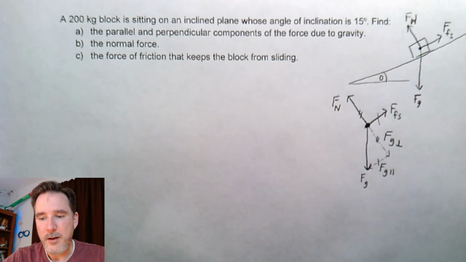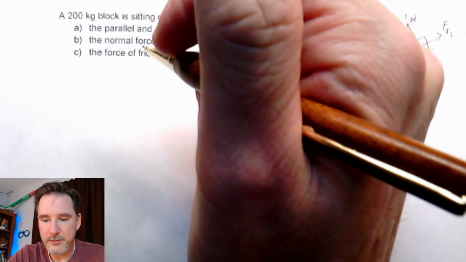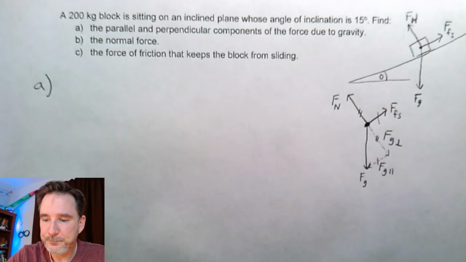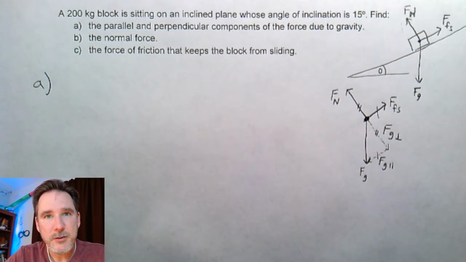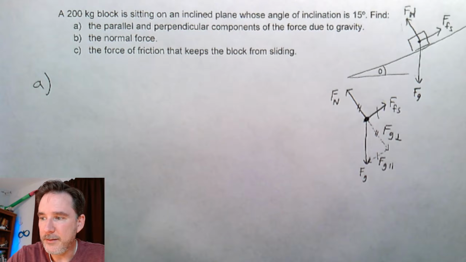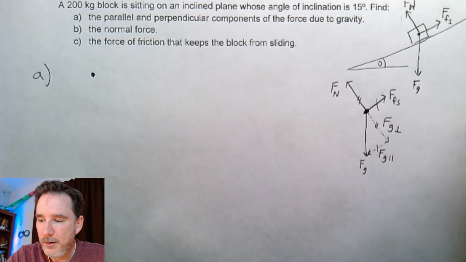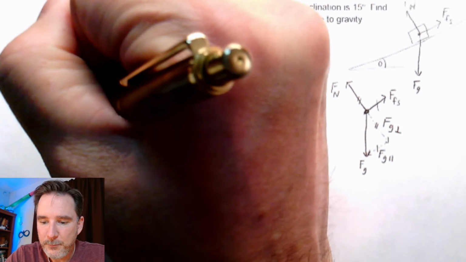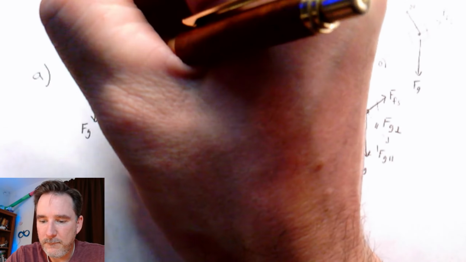So now letter A says we need to find the parallel and perpendicular components of the force due to gravity. So we actually need to find the numbers. So let's do that. Letter A will be to find the parallel and perpendicular force of gravity. I'm just going to draw that triangle all by itself. I'm going to start with the dot again, and draw my force of gravity straight down. I'll label that Fg.